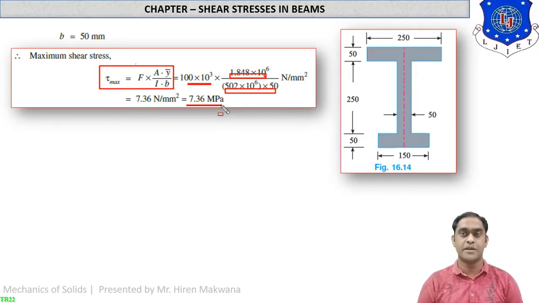So that's it for the chapter. In the GTU exam, only these two diagrams will be asked, T section and I section, and you have to calculate the shear stresses for these two sections only, nothing else. This is the conclusion of the chapter. So right now we are completing this chapter. In the next lecture we will start with the new chapter, a fresh chapter.